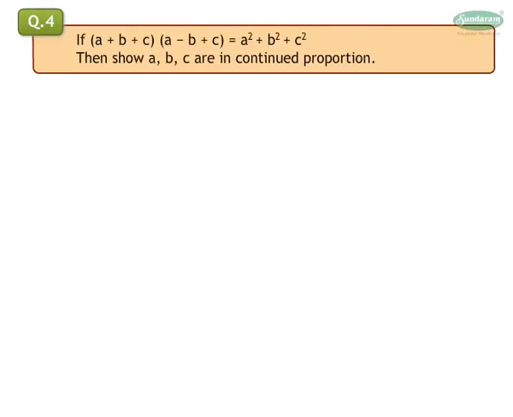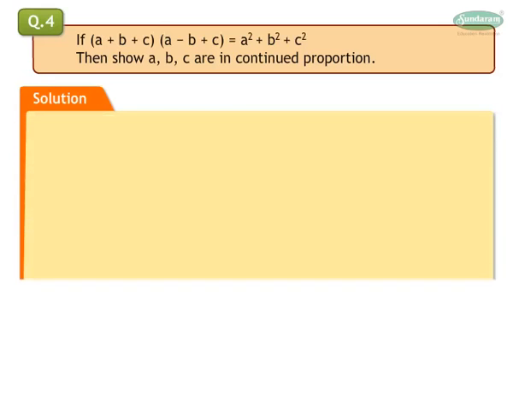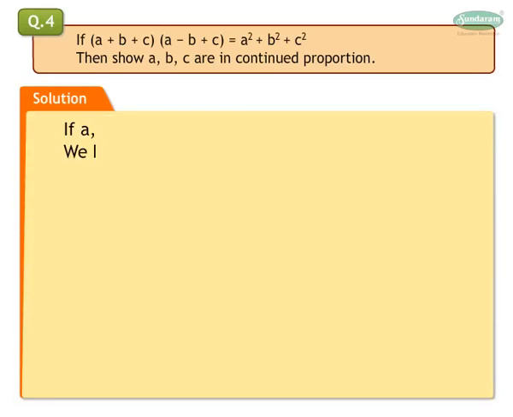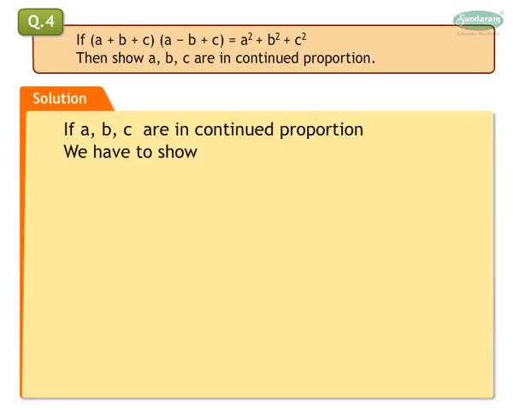Question 4. If (a plus b plus c) into (a minus b plus c) is equal to a square plus b square plus c square, then show a, b, c are in continued proportion. Solution. Students, if a, b, c are in continued proportion, we have to show b square is equal to ac.